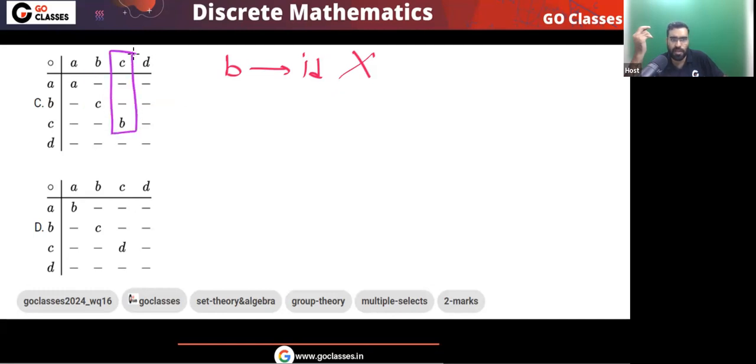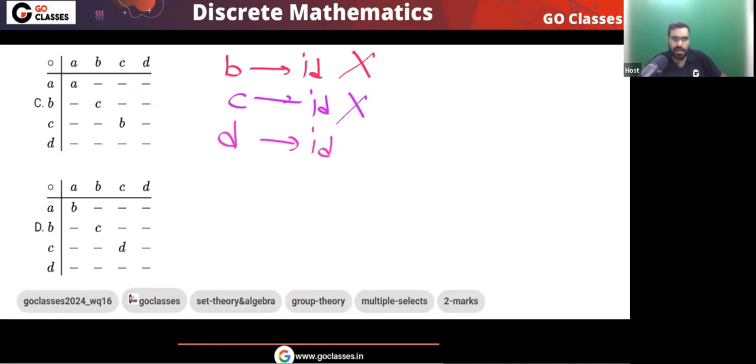What about this one? Can I say C is the identity element? Again, they are different. So C is also not the identity element. What about the next? Can I say D is the identity element? Is it possible D can be the identity element? Please tell me.